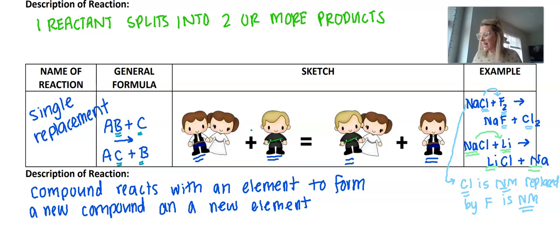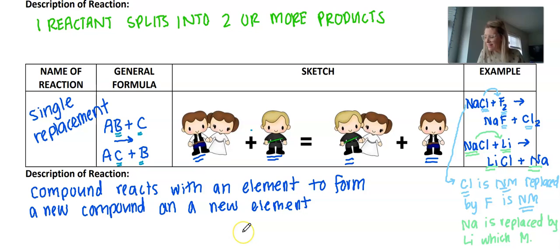Again, the Na is replaced by the Li, which is a metal. So nonmetals replace nonmetals and metals replace metals, okay? So we'll talk a little bit more about that, but it is important to note that we are going to be swapping only of the same type of ion, okay?